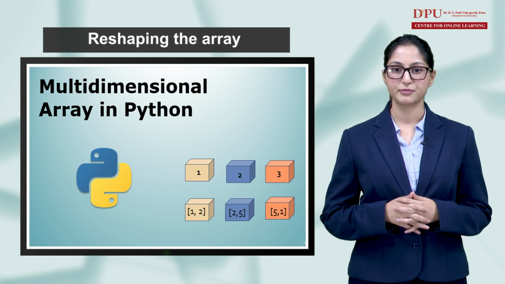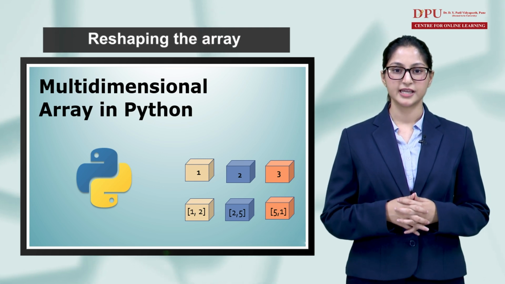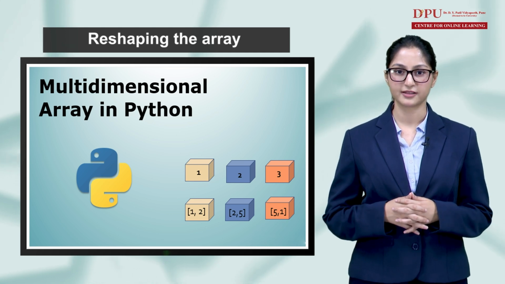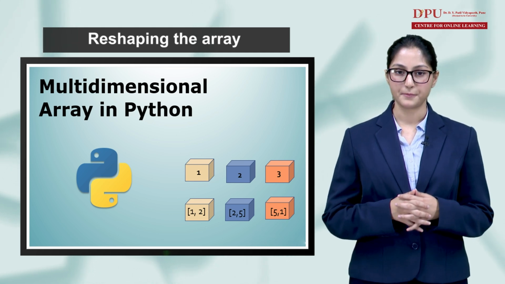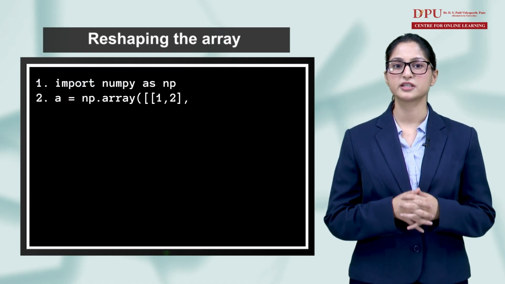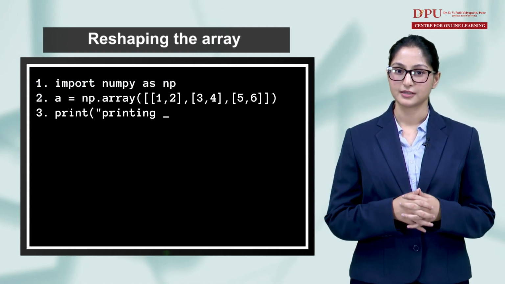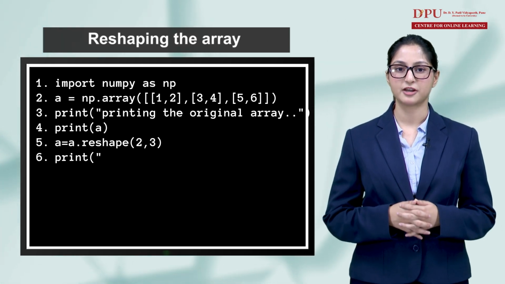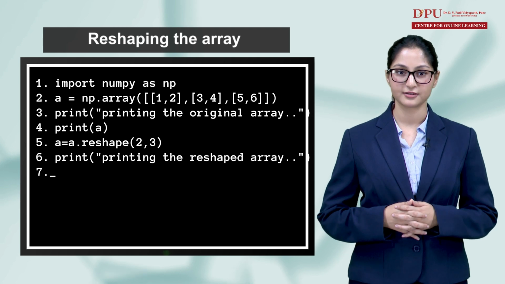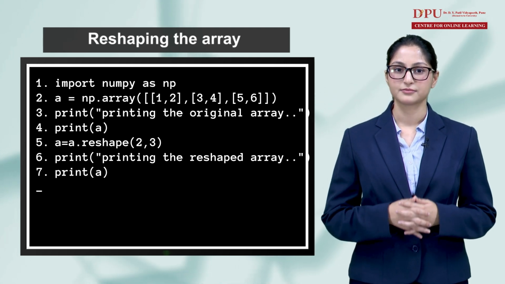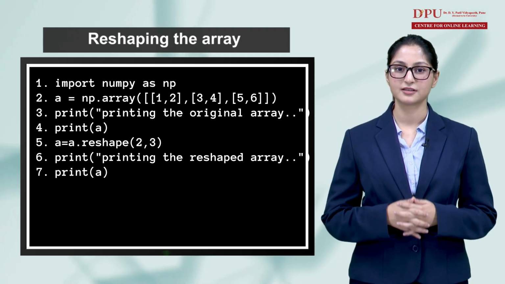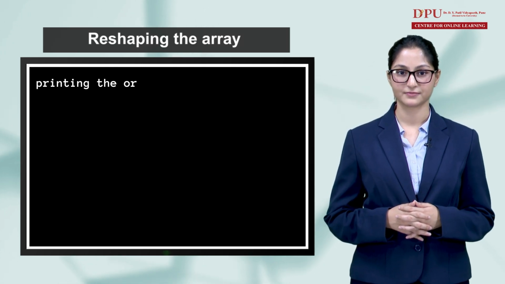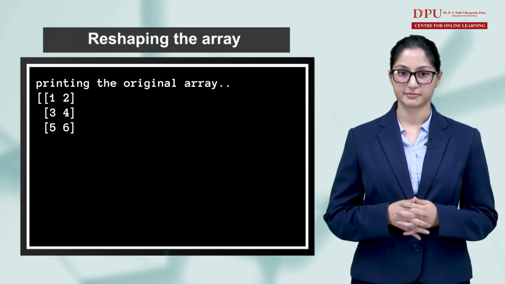Example: import numpy as np. a equals np.array, with the following pairs of numbers within square brackets as parameters to the array function. Print within double quotes, "printing the original array". Print a. a equals a.reshape(2, 3), with 2, 3 as parameters to the reshape function. Print, "printing the reshaped array" within double quotes. Print a. Output: printing the original array, printing the reshaped array.